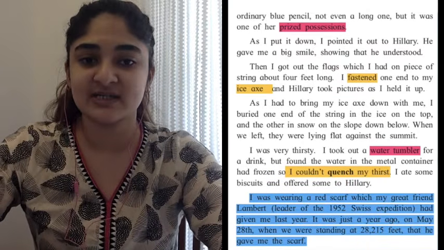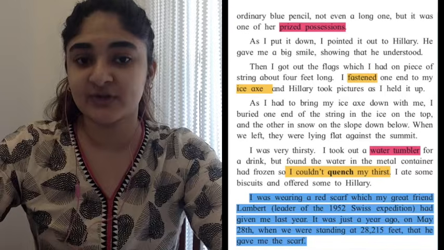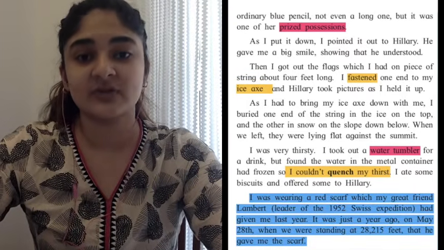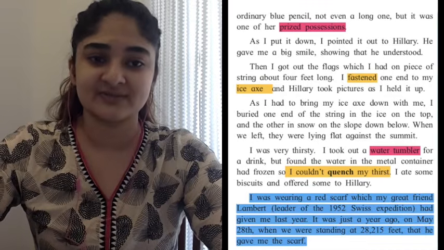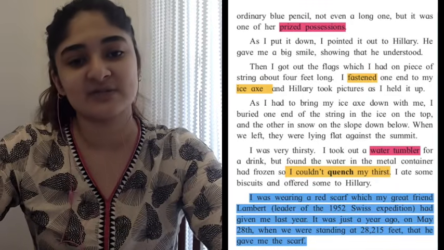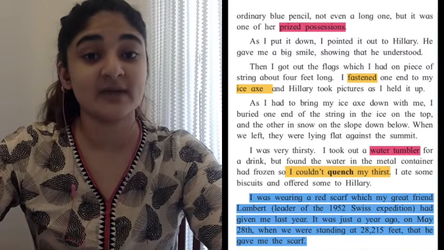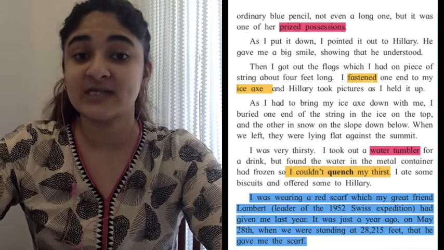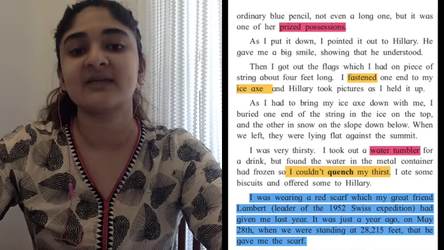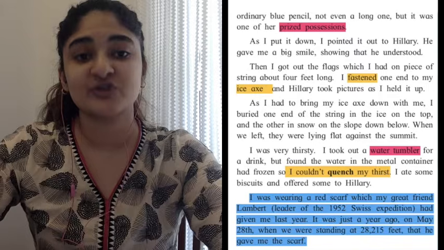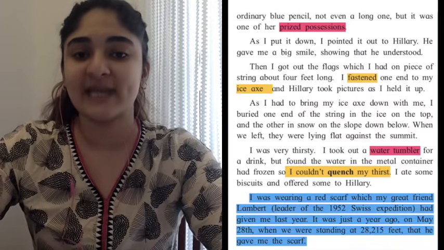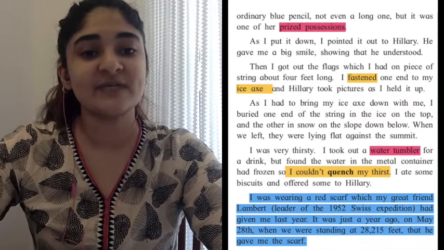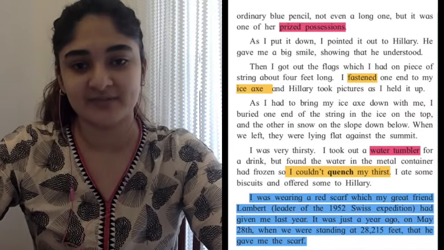I was very thirsty. I took out a water tumbler for a drink, but found the water in a metal container had frozen, so I couldn't quench my thirst. I ate some biscuits and offered some to Hilary. I was wearing a red scarf which my great friend Lambert, who was leader of the 1952 Swiss expedition, had given me last year. It was just a year ago, on May 28th, when we were standing at 28,215 feet, that he gave me the scarf.